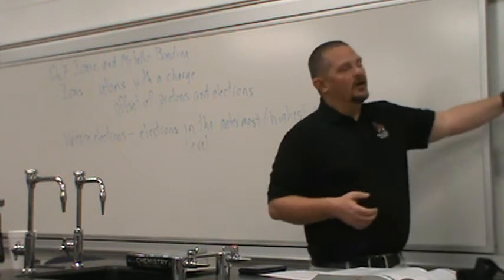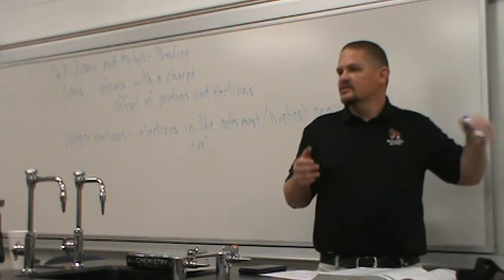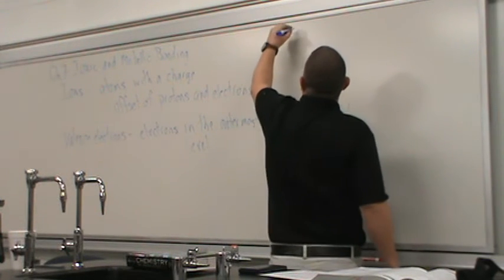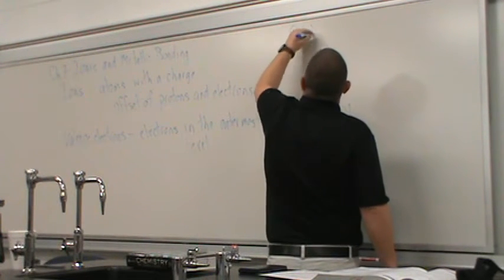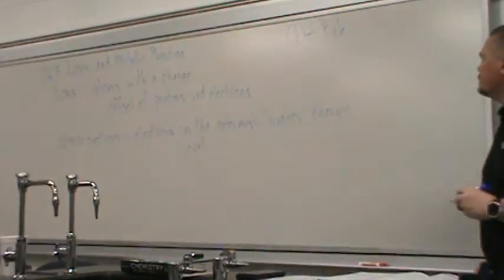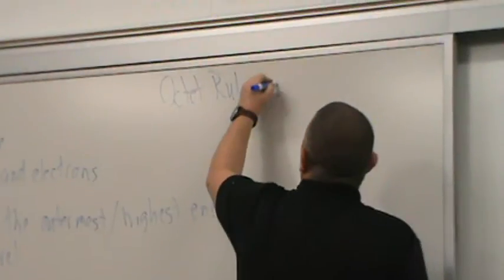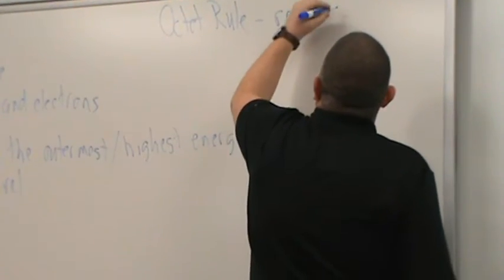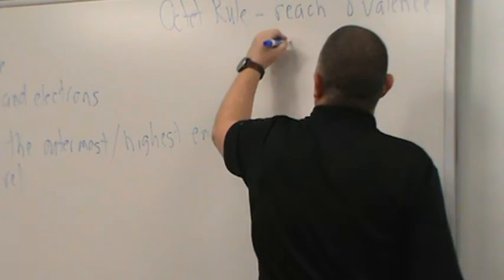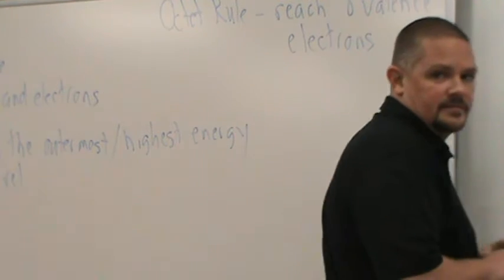Okay, so the other elements will gain or lose electrons to reach 8 valence electrons. And we call this the octet rule. What the octet rule is, basically, is to reach 8 valence electrons.